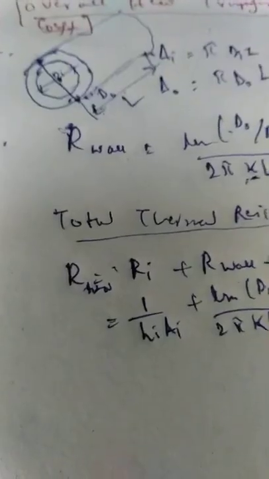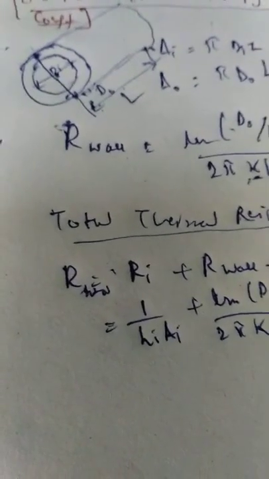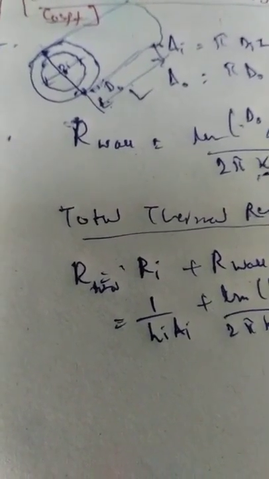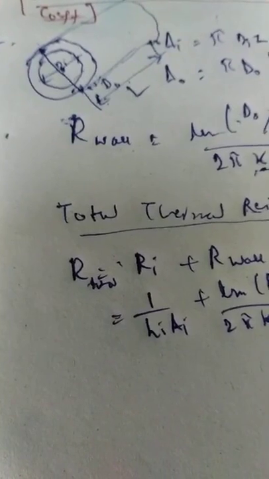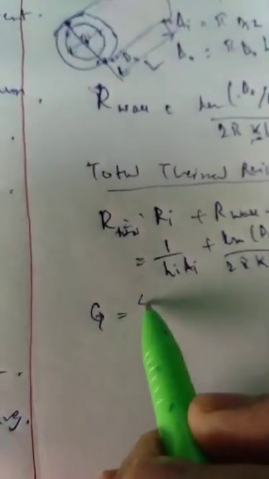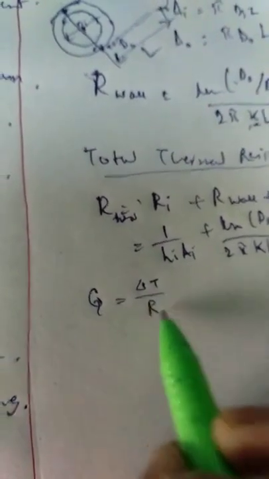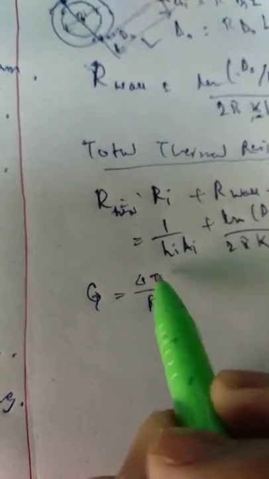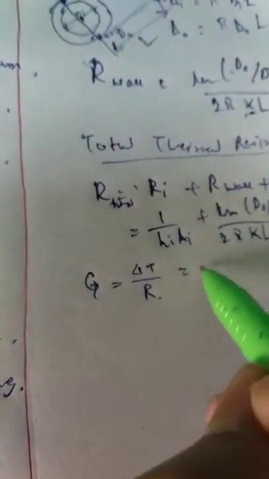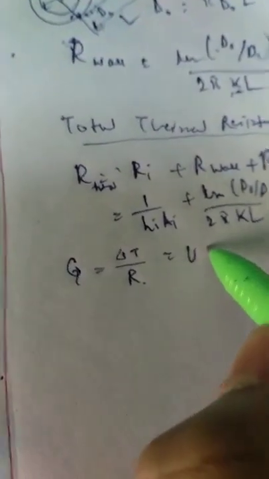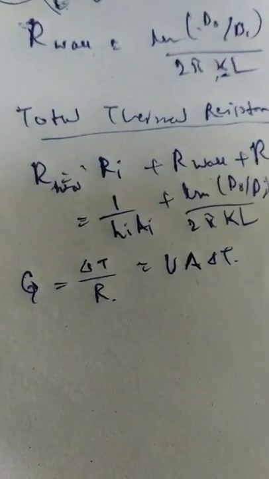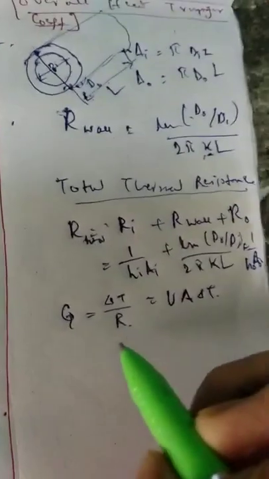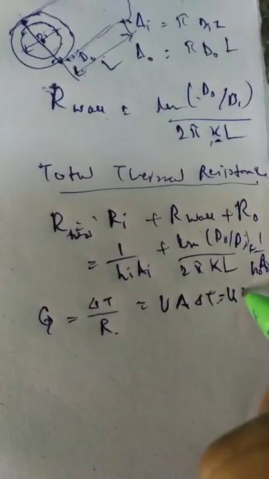Now in the analysis of heat exchangers, we will combine all these thermal resistances in the path of heat flow from the hot fluid to the cold one into a single resistance R. To express the rate of heat transfer between the two fluids, Q is equal to delta T by R, the temperature difference by the resistance, and this will be U, the overall heat transfer coefficient, A into delta T. You can also write this as UiAi into delta T.